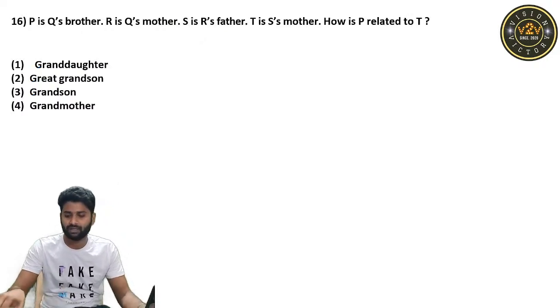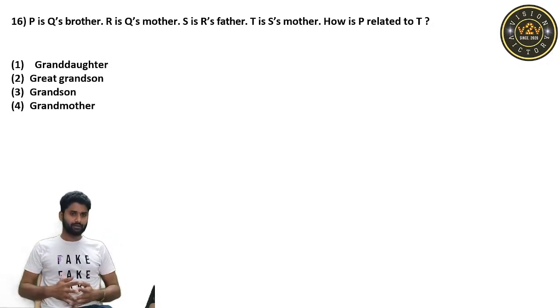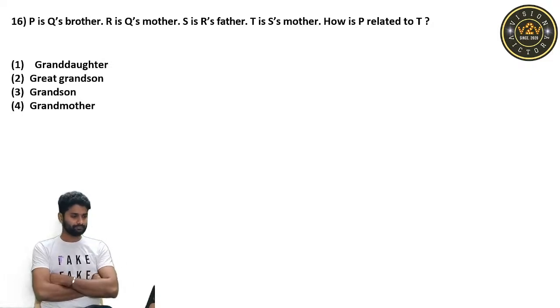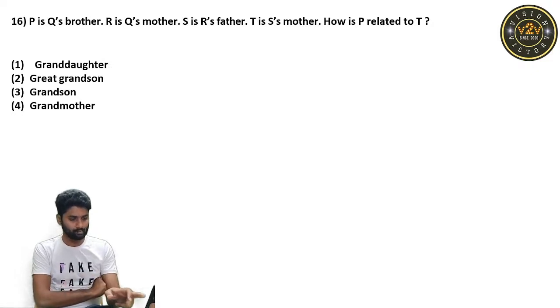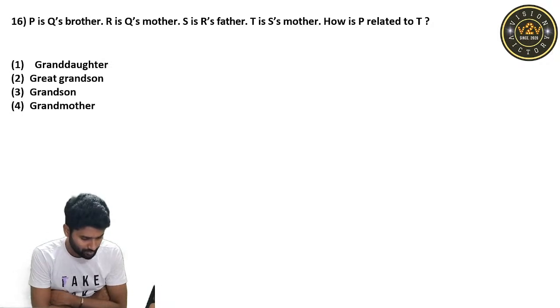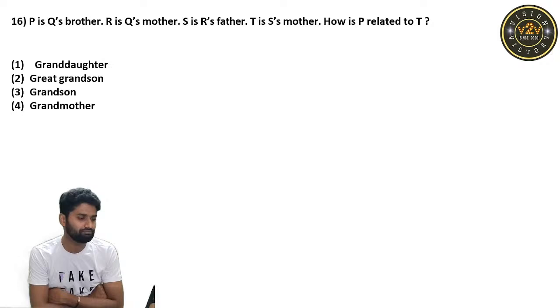Good. Let's see one more question from blood relations. It's a material, so you will get ruby through corundum only.